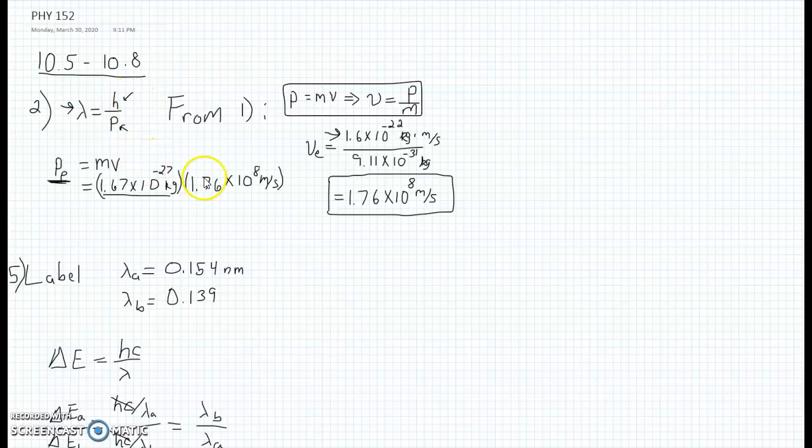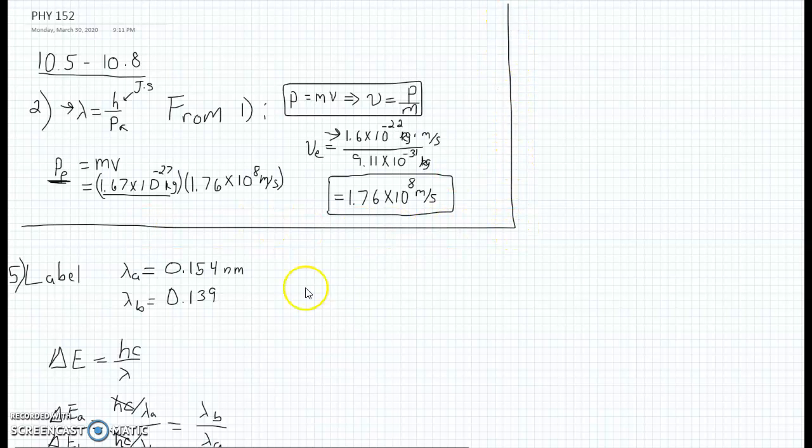And in this case, since this is going to be kilograms, meters, and seconds, you want to use the 6.63 times 10 to the negative 34 joules times seconds value for Planck's constant, as opposed to the 4.14 times 10 to, if I remember correctly, the negative 15 electron volts times seconds. Okay, so you want to use the 6.63 times 10 to the negative 34. All right, so that is problem number 2.